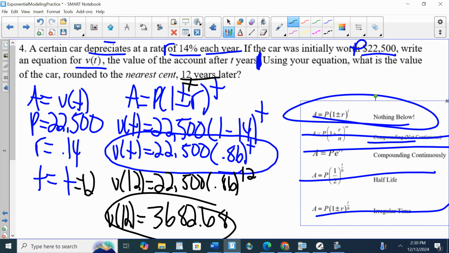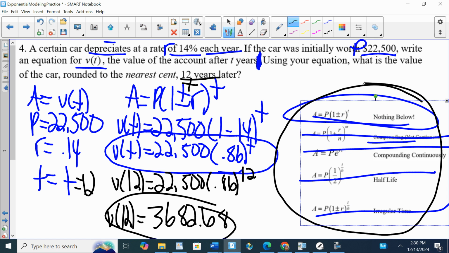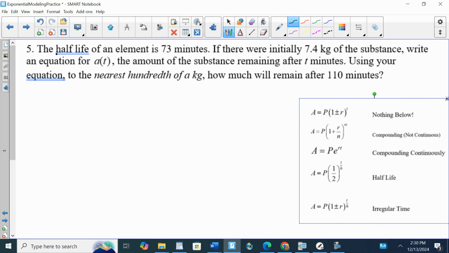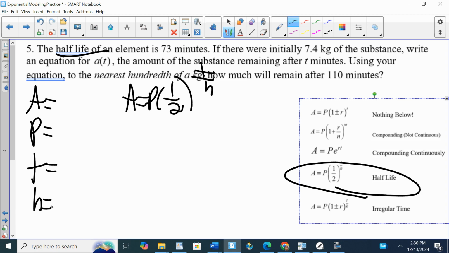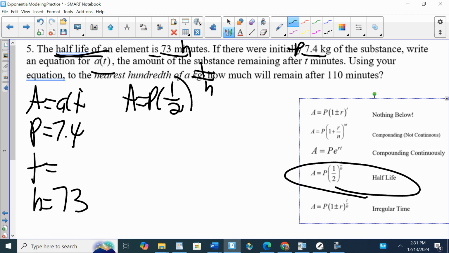I'm not going to do a whole nother one, but we'll just talk about the start because that's the important part. The start is recognize which formula you're using. The half-life. Boom. Half-life. A equals P times 1/2 to the T over H. A equals, P equals, T equals, H equals. The half-life is 73. That's H. The initial is 7.4. It wants A of T. It wants T. I sub in the values just like I did for the other ones. That's it.